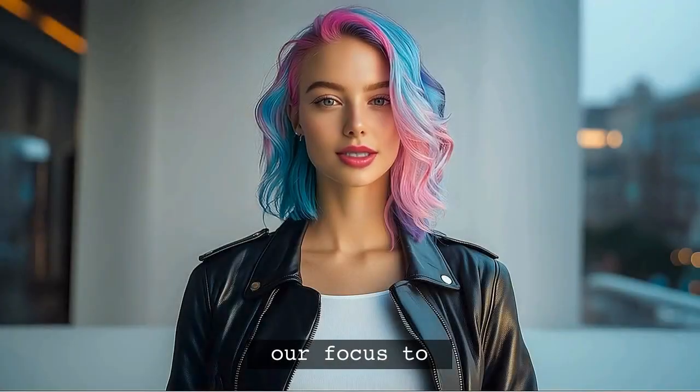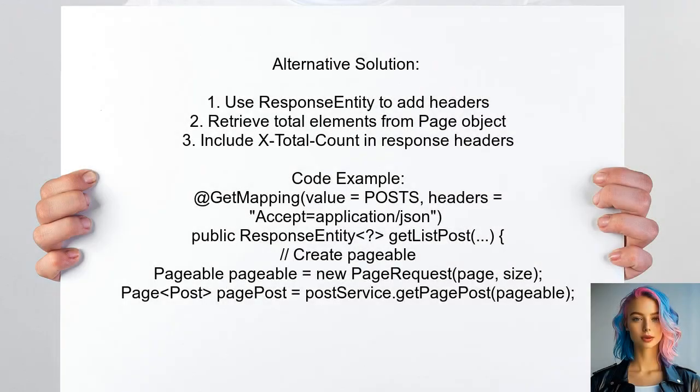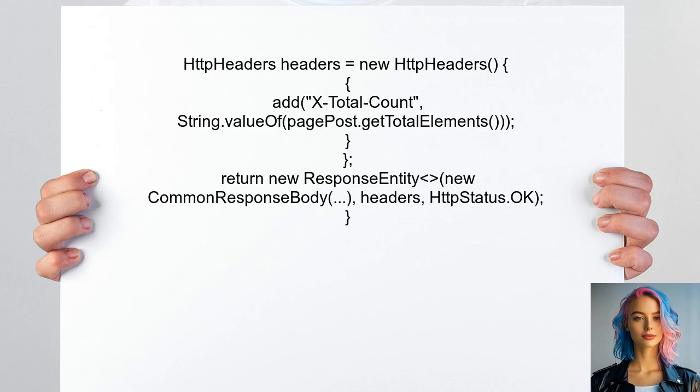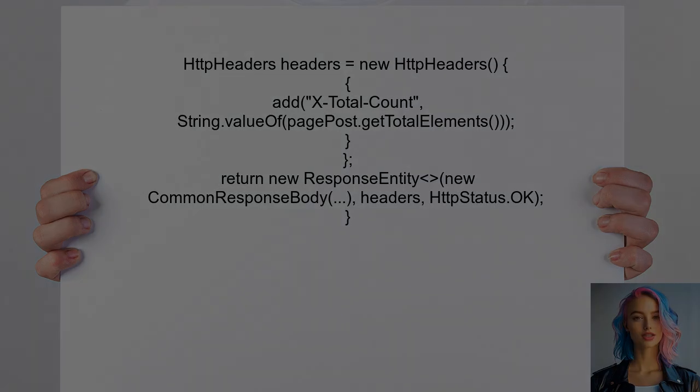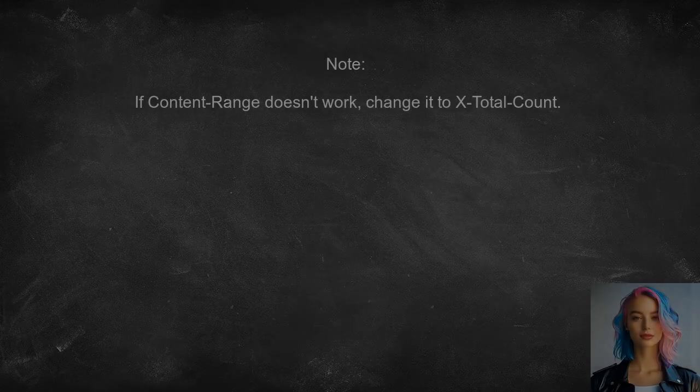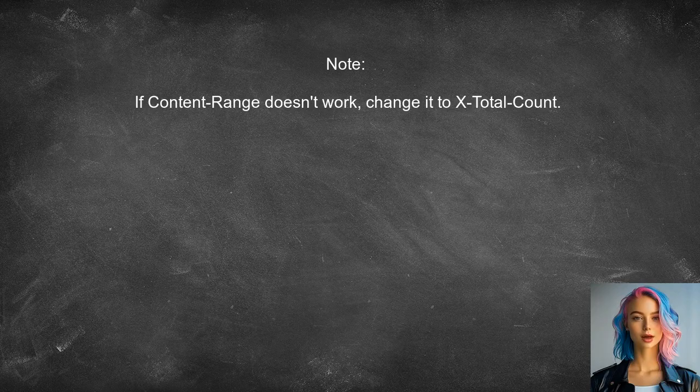Now, let's shift our focus to a different response. An alternative solution involves using the ResponseEntity to automatically add the X-Total-Count header. The user retrieves the total number of elements from the page object and includes it in the response headers. The user also notes that if the Content-Range header doesn't work, you should change it to X-Total-Count.